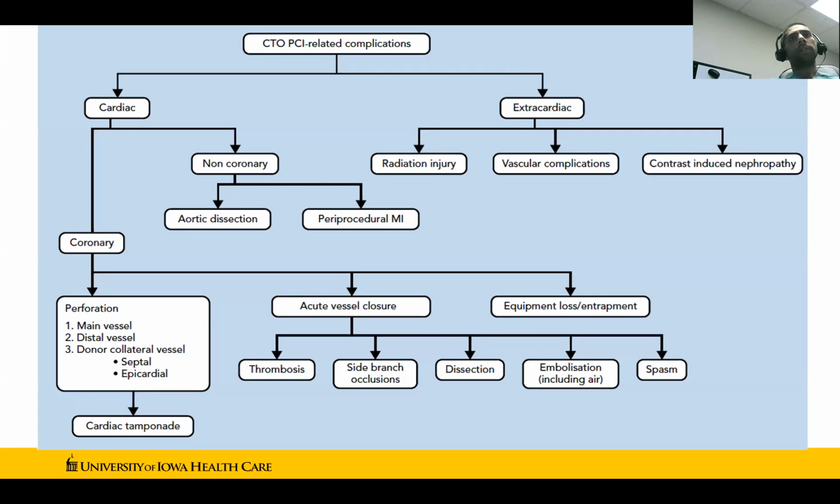So again, this goes through a whole list of PCI-related complications. What could happen? Again, extra cardiac. Obviously, we get dual access. A lot of times we have to go femoral because we need larger bore access for these patients. So the rate of vascular complications is somewhat higher. Again, we talked about the fact that these are longer procedures with more radiation. So we have to be very cautious of our fluoro techniques in these patients.